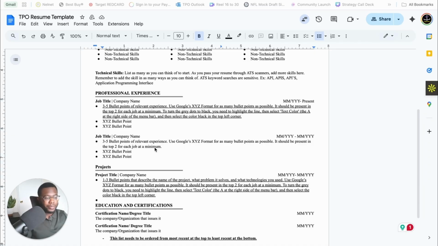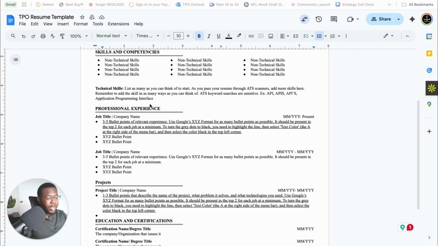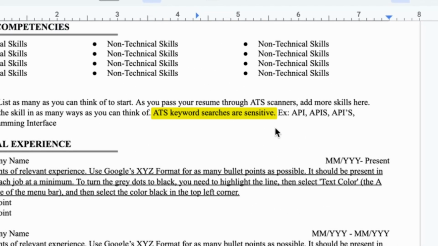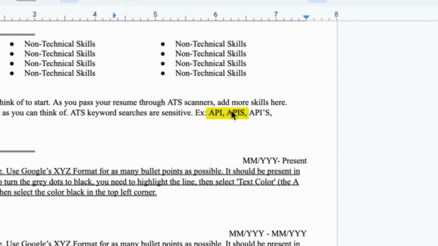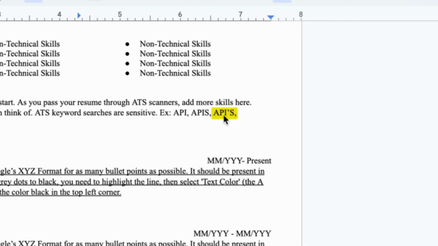One thing to note here, with the keywords, some of the words have different ways of reading or writing them. So one of the better examples here is the word API. Some ATS filters have it where it's just API. Other filters are looking for API and APIs. Some filters are looking for API's. And some are actually looking for application programming interface.